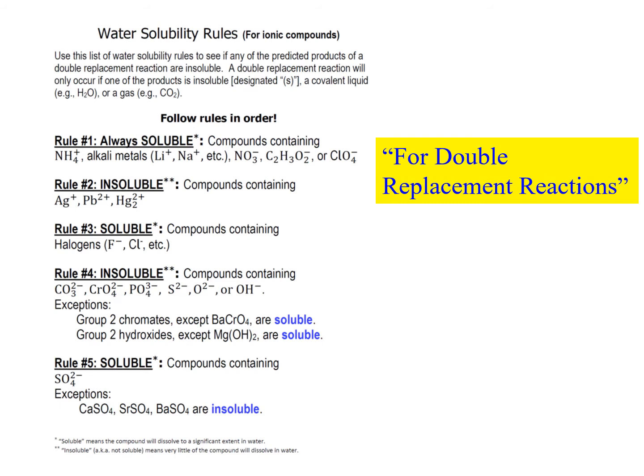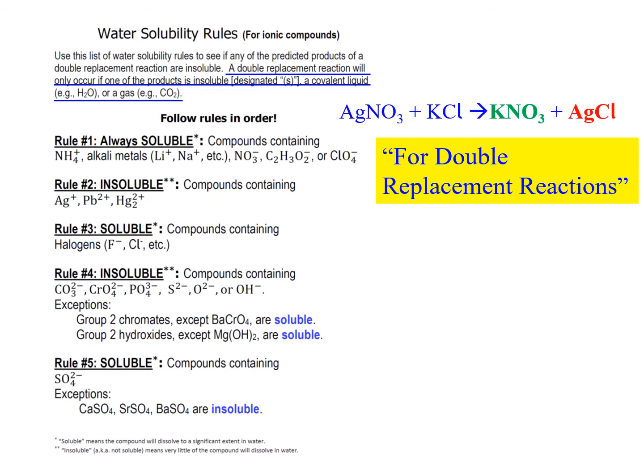If it's not already written on your help sheet, you may want to write, use these water solubility rules for double replacement reactions. And make sure that you use the rules in order. If either of the ions fits rule 1, then apply it. If rule 2, then apply it, and so forth. So in our particular example that we just did, if you look for potassium, which is an alkali metal, you'll see that it follows Rule 1.